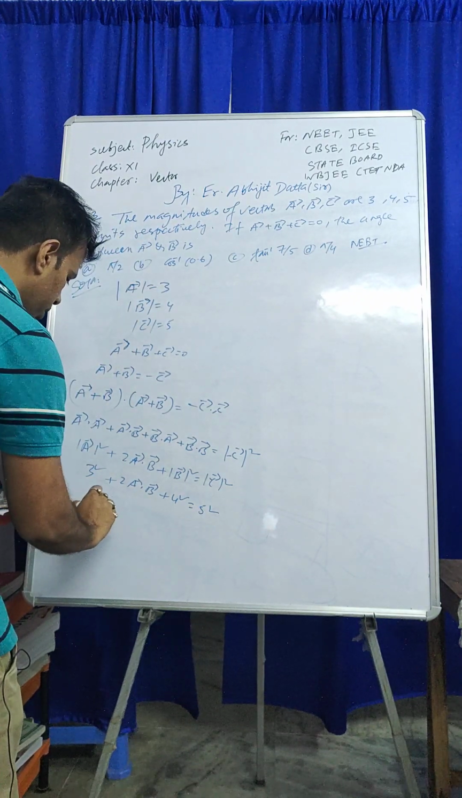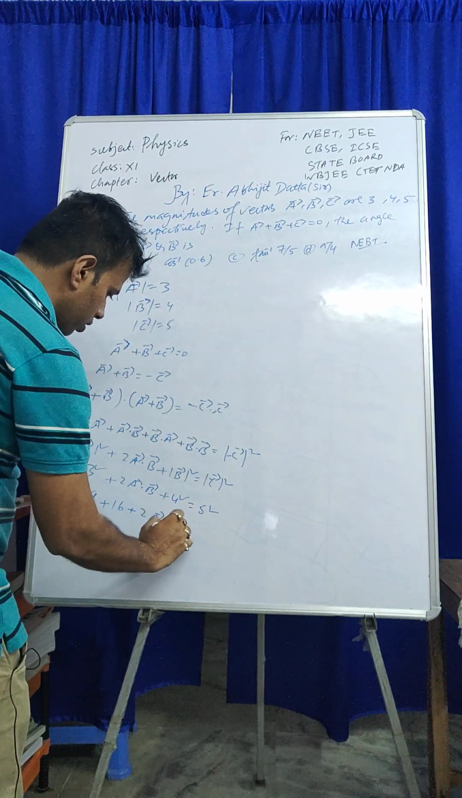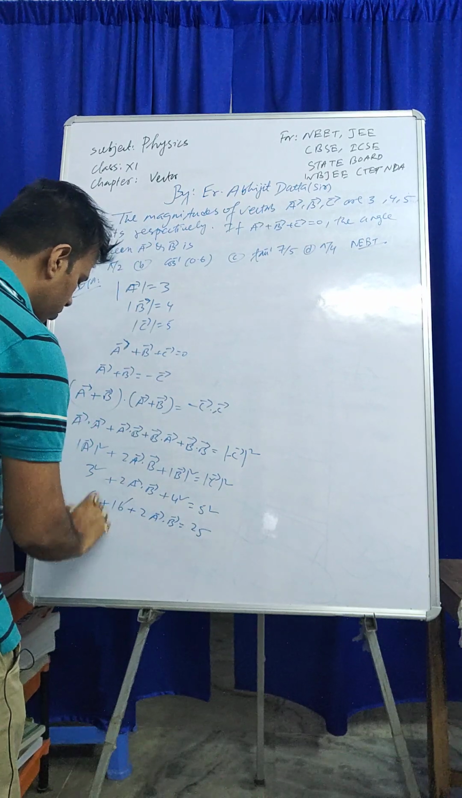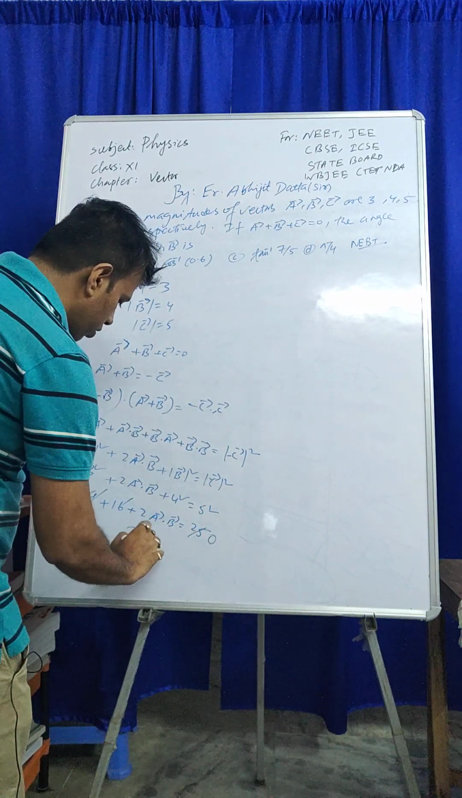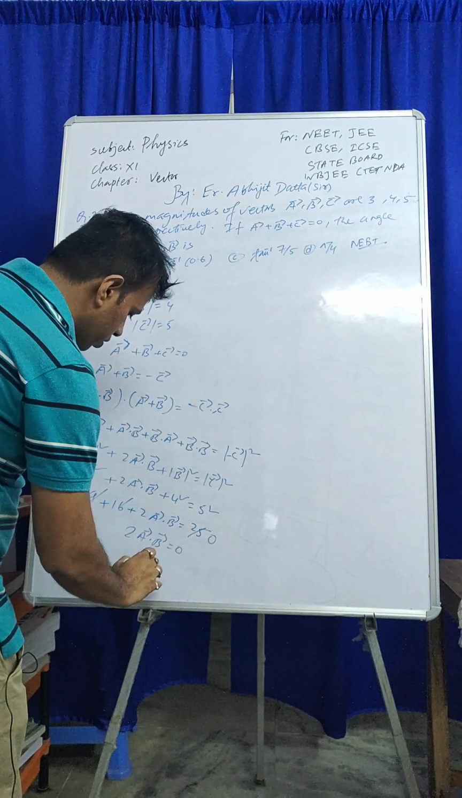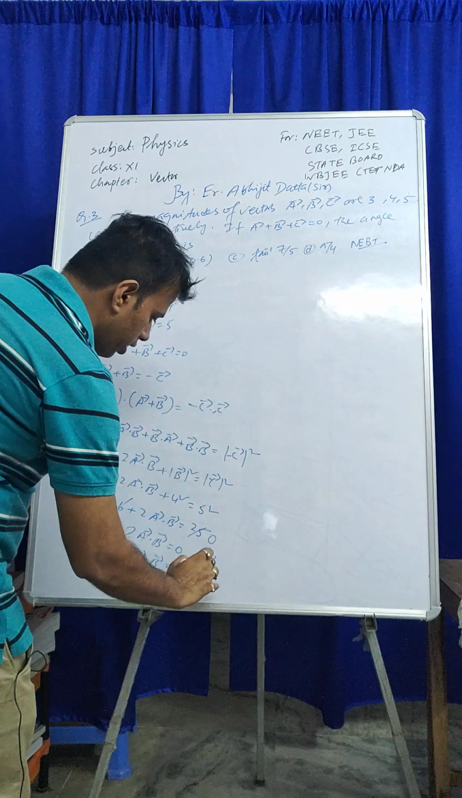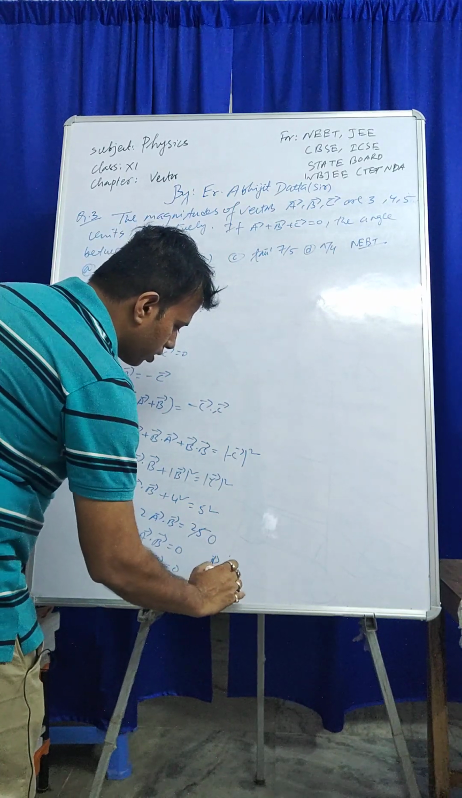So this will be 9 and this will be 16, plus 2A dot B is equal to 25. This one will be cancelled, isn't it? It will be 0. So 2A dot B equals 0, so A dot B equals 0. So A is perpendicular to B, isn't it?